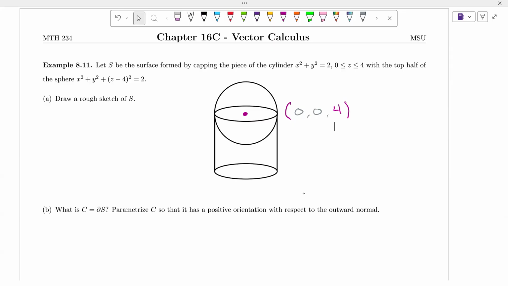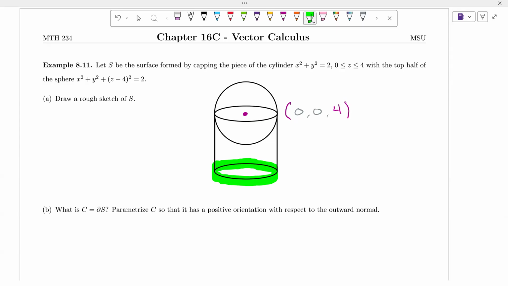So my cylinder is the part that wraps all the way around, right? It's the outer shell of that cylinder. The top has been capped. It's got that sphere up there, meaning the surface is closed all the way up top. So our boundary curve is just this part down here. Really, it's not filled in. The boundary curve is just that part.